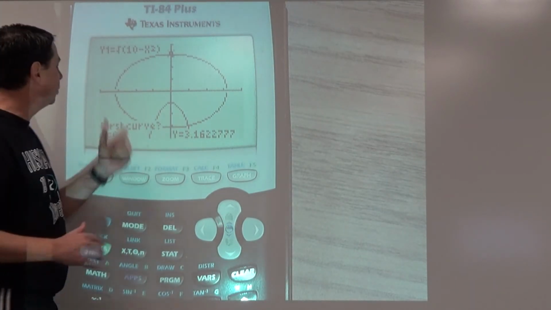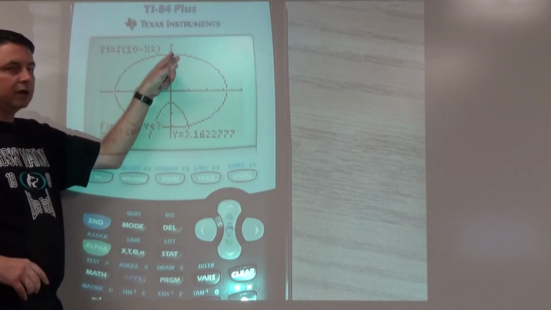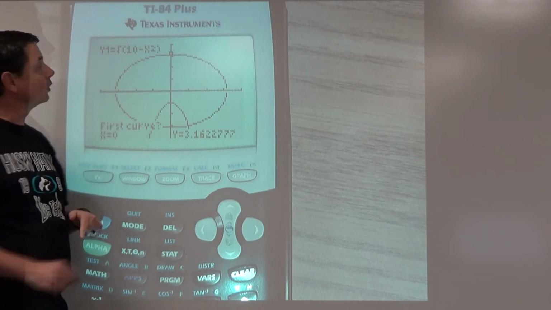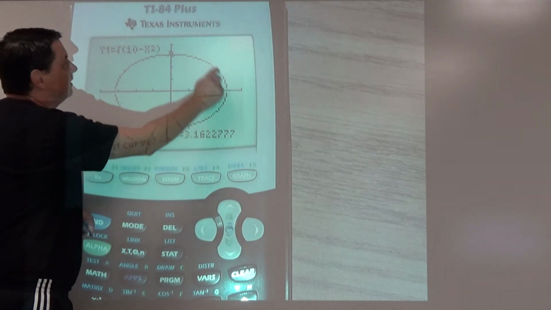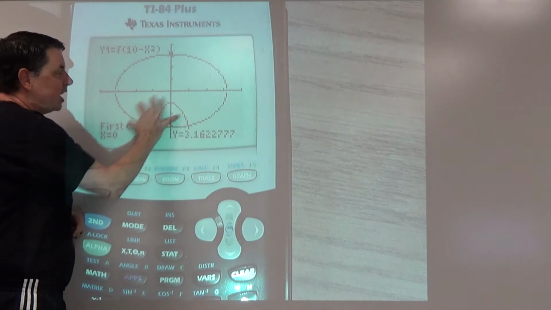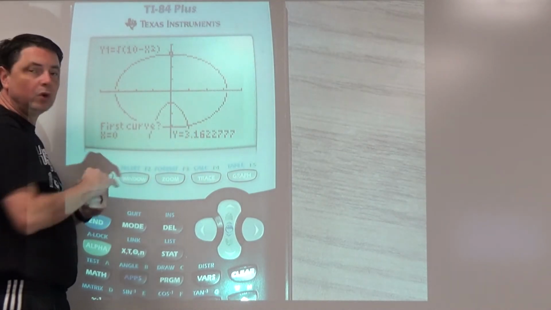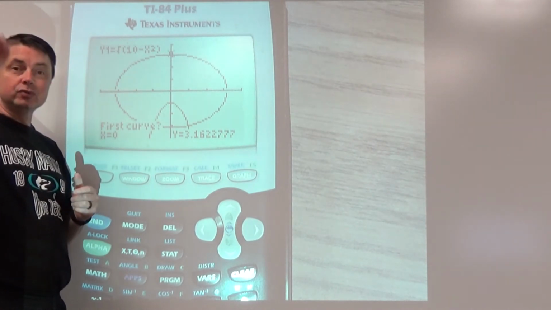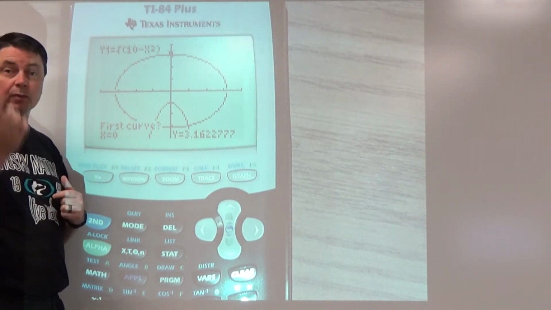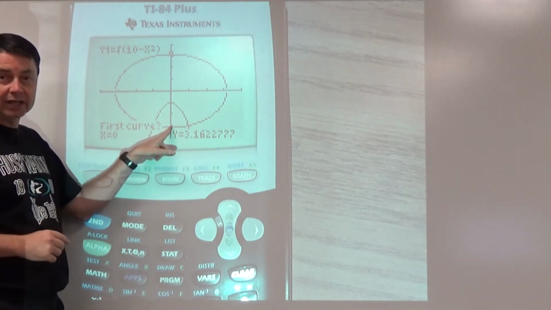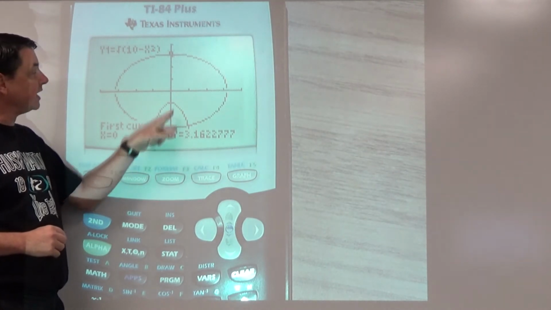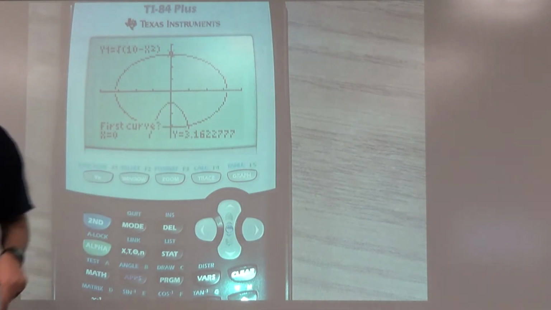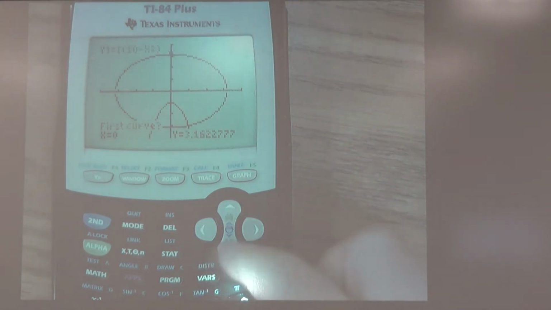Now, it's going to say, is this your first curve? And it's not going to be our first curve, because remember, that's this part of the semicircle, and it's not intersecting with the parabola. We do not want that to be our first curve. So I'm going to arrow down to choose a different curve for my first curve. It should jump to right here. And then our second curve is going to be the parabola.